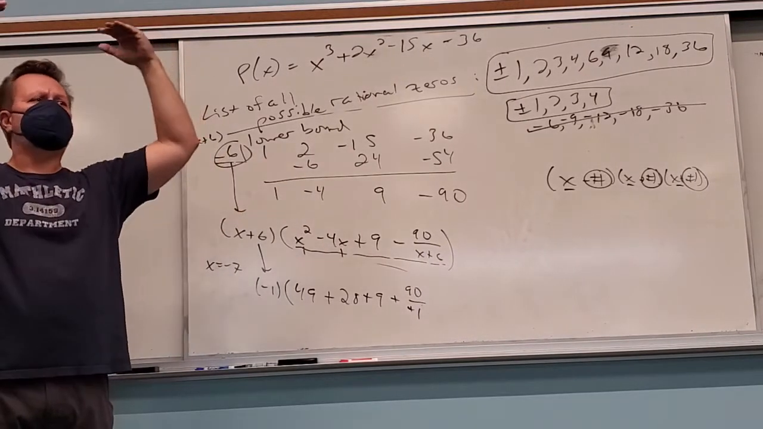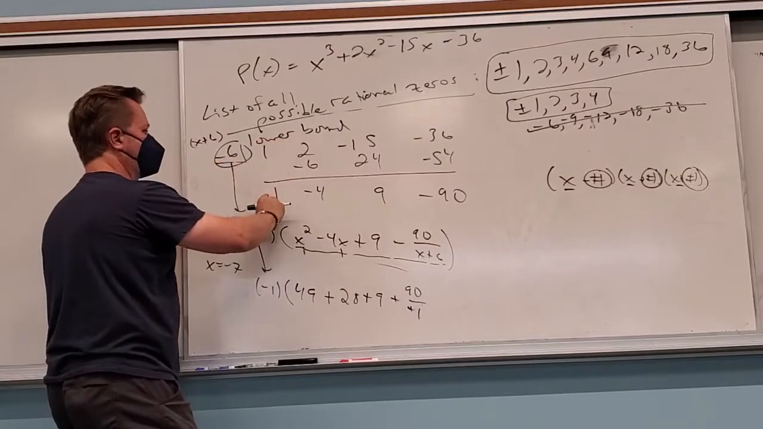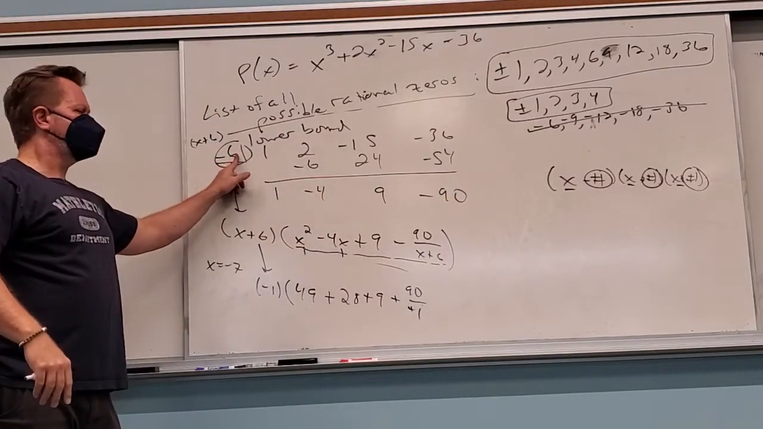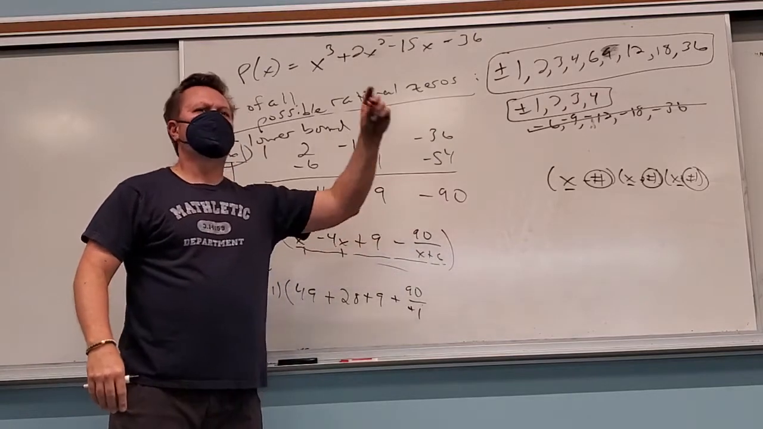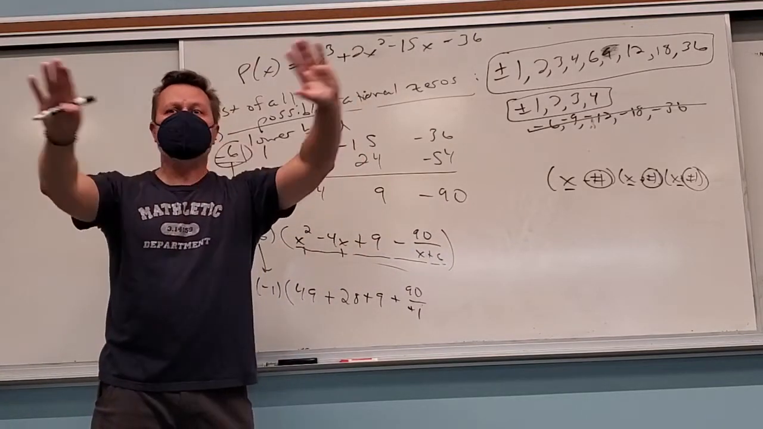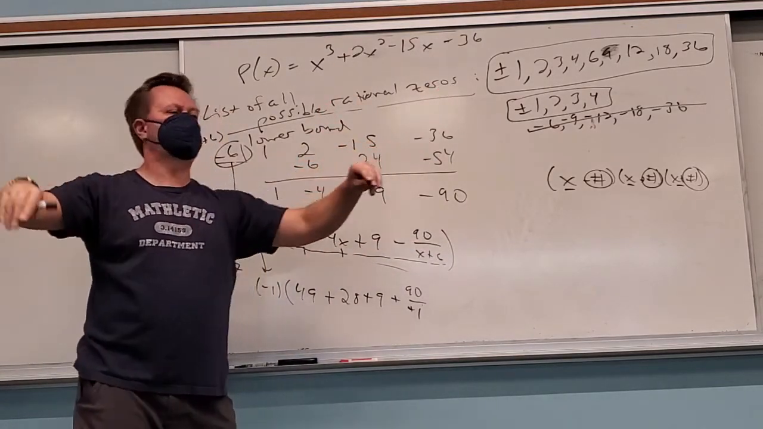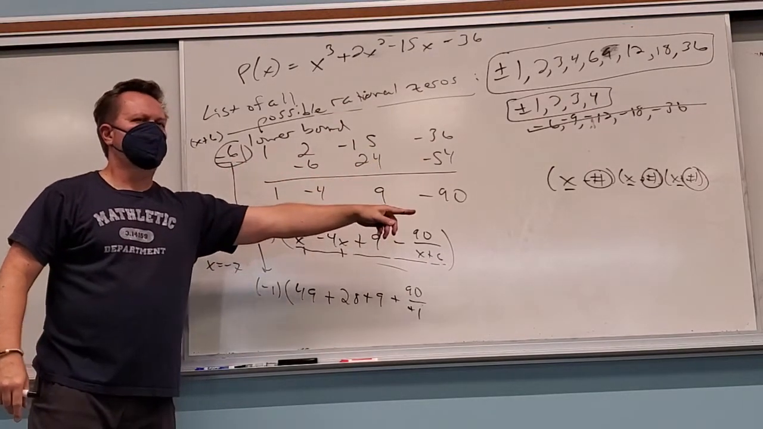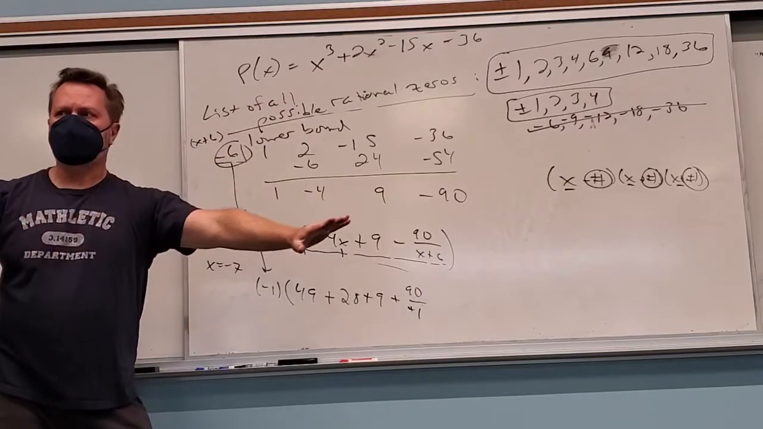So that's the idea of upper and lower bound. If I divide by a positive number and I get nothing but pluses, that's an upper bound. You can throw out anything above that number. If I divide by a negative number and it alternates signs, that's a lower bound. I can throw out everything below that number.